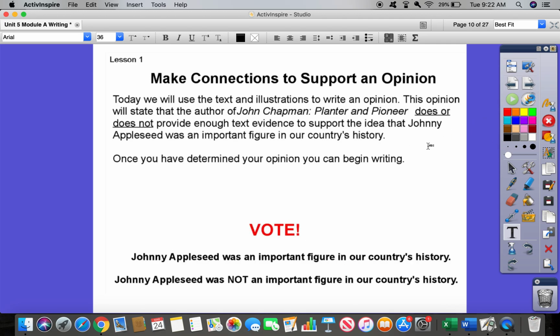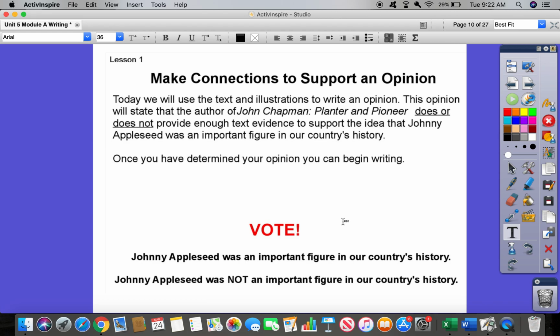Today, we will use the text and illustrations to write an opinion. This opinion will state that the author of John Chapman, Planter and Pioneer, does or does not provide enough text evidence to support the idea that Johnny Appleseed was an important figure in our country's history. So once you have determined or decided your opinion, you can begin writing.